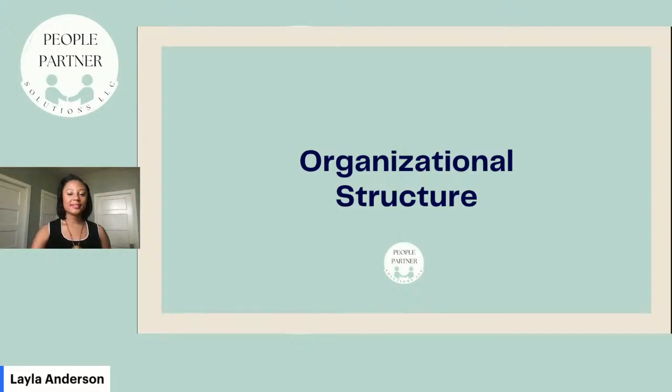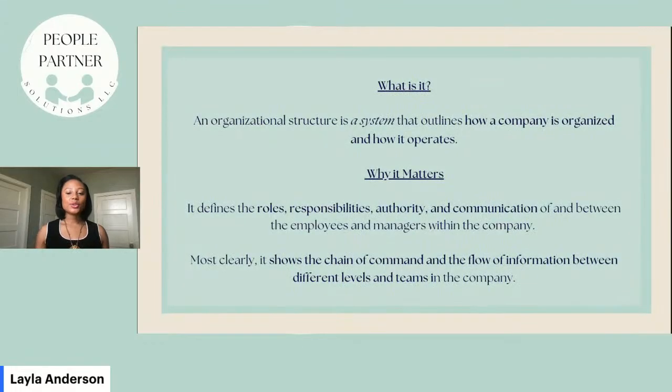All right. What is organizational structure? An organizational structure is a system that outlines how a company is organized and how it operates. So, why does this even matter? Why study types of organizations? Well, it helps us to define the roles, responsibilities, authority, and communication among employees and managers in an organization. It shows the chain of command and the flow of information between different levels and teams.